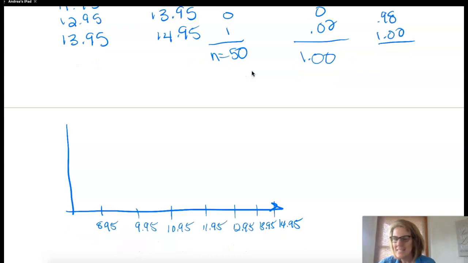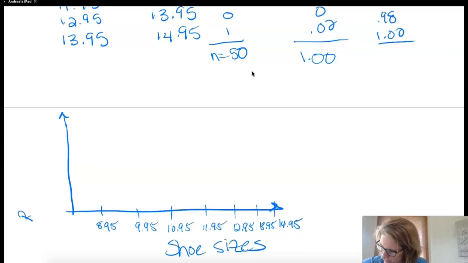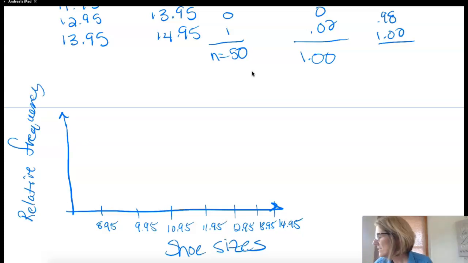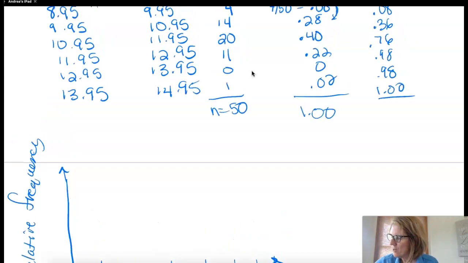Okay, but what I'm going to label them is what my data is. These are shoe sizes. You're not going to put boundaries. You're going to put whatever it is. On the vertical axis, let's go ahead and do our relative frequency instead of just our frequency. You can do either one, okay? The relative frequencies are our decimals here.